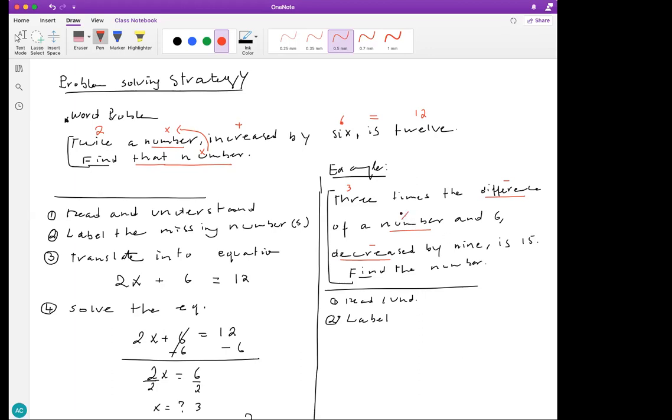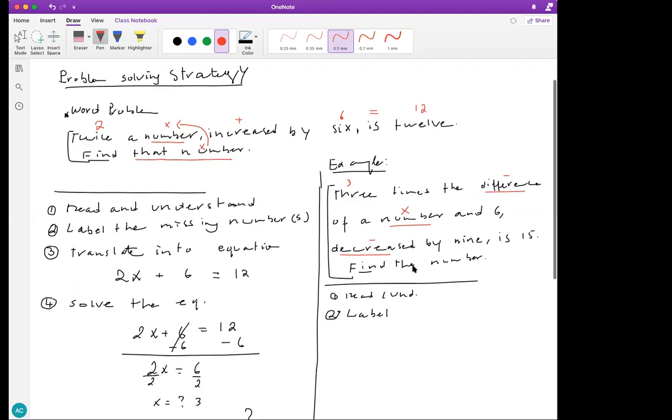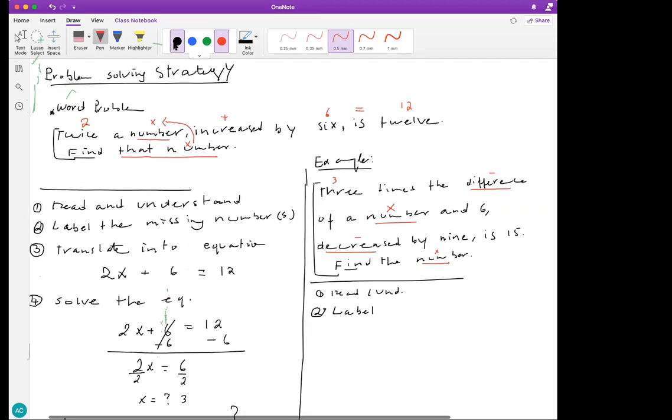Just one number, x. Decreased by 9 is 15. Find the number. It's the same number we talked about here. Let's call it x. You can call it a. You can give it any letter you want. It doesn't matter. So we labeled it x. Number 3 is to translate. So just translate this sentence into an equation.